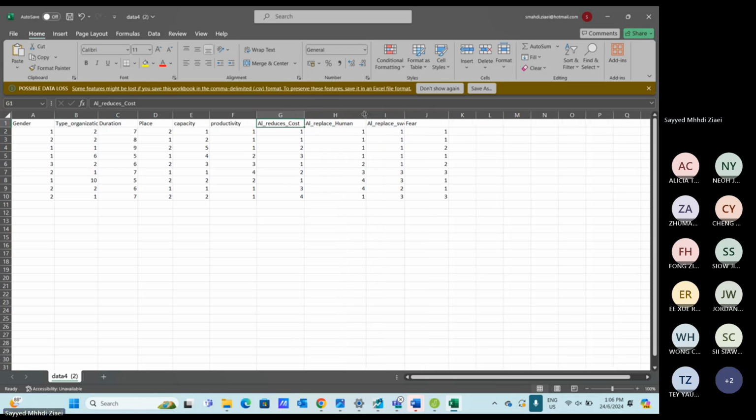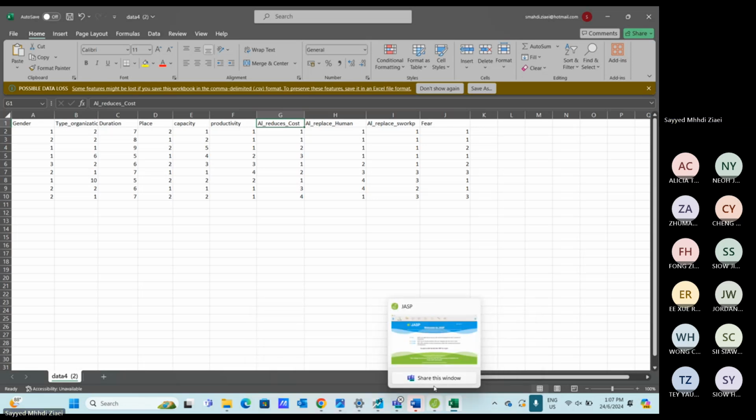For replace human, I define this one. And is it possible that we can use both of them simultaneously? They can have both AI and human. So this one is for AI replace. And the last one is fear. So we have this survey question. Now I want to import data.